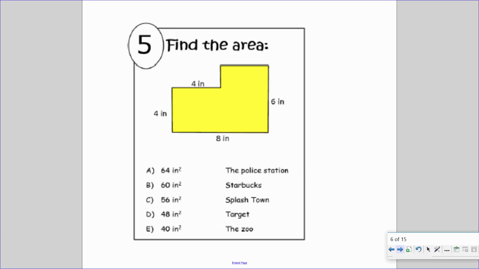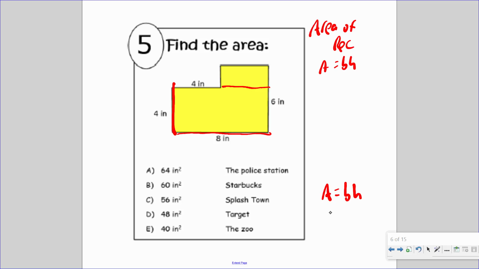This one, find the area of this composite figure. Many ways you could break this down. Do you want to break it this way or this way? I'll break it this way. So I see the area of two rectangles. That's base times height and also base times height. What's the area of this larger rectangle? The base is 8, the height is 4. So it's 32 square inches.